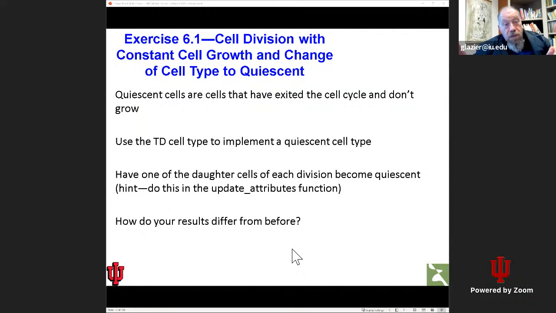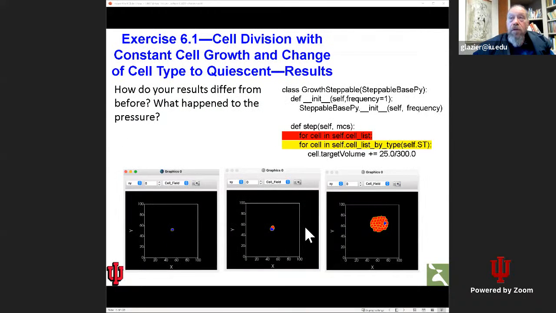Eventually, it will also fill the system, and depending on your rules for division, it will either keep getting smaller or stop. But in this case, you get linear growth of the whole tissue rather than exponential growth. And again, I think we'll skip this detail today. The next, well, here's the result. So I've got the picture.